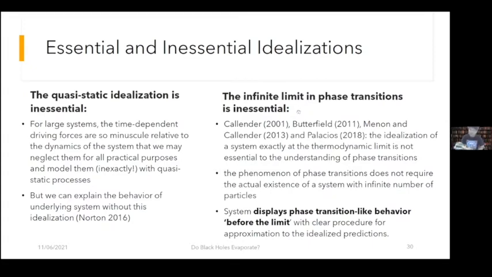Another example that has been discussed quite a bit in the last decade or so, or even more, I guess 20 years by now, by Callender, Butterfield, Mainwood and Callender, Batterman: the idealization of a system exactly at a thermodynamic limit is also not essential to the understanding of phase transitions. We can see how phase transitions arise before the limit, as the number of particles goes to infinity, but not at infinity, just arbitrarily large finite numbers. We can get a prediction that works. So the phenomenon of phase transitions does not require the actual existence of a system with an infinite number of particles. That's great because there are no such systems to our knowledge. So a system displays phase transition-like behavior before the limit.